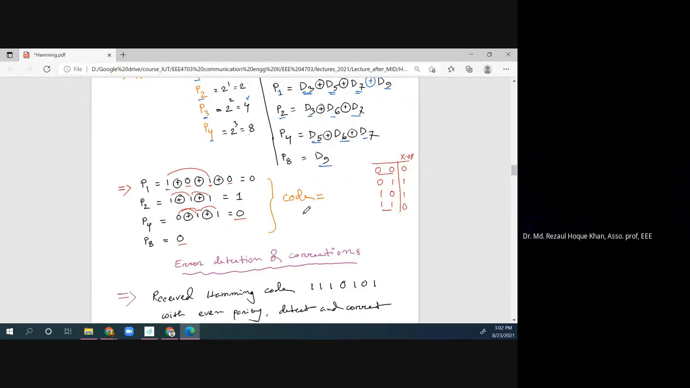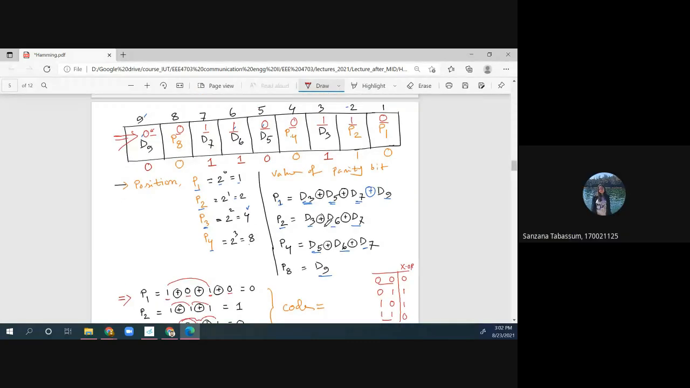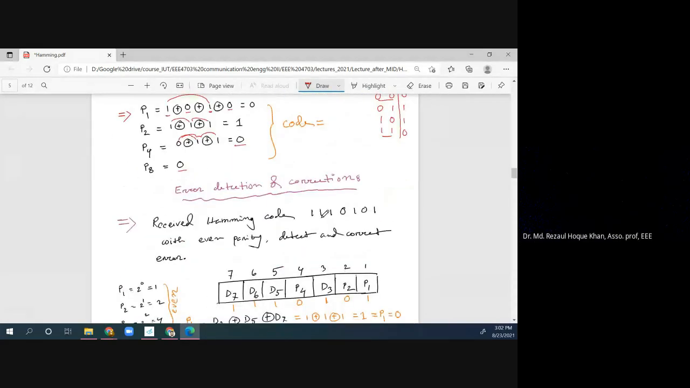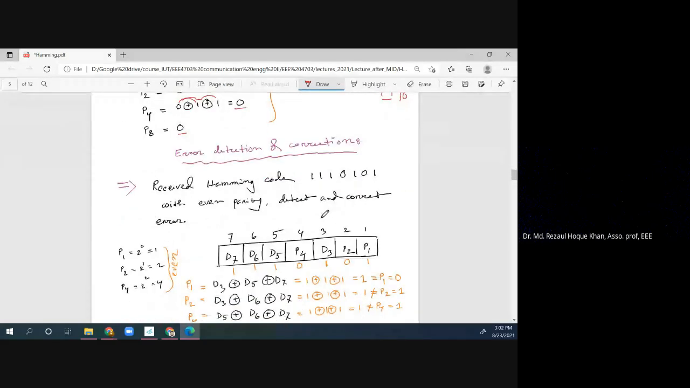It's easy, are you following? Yes, sir. Okay. Hamming code is easy because it's only adding the parity.